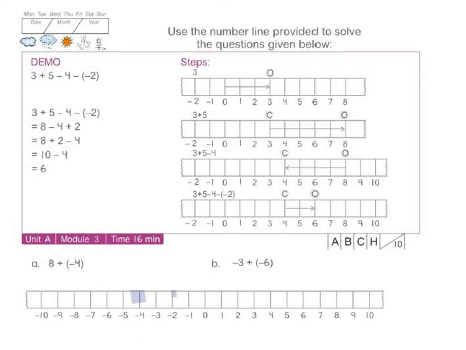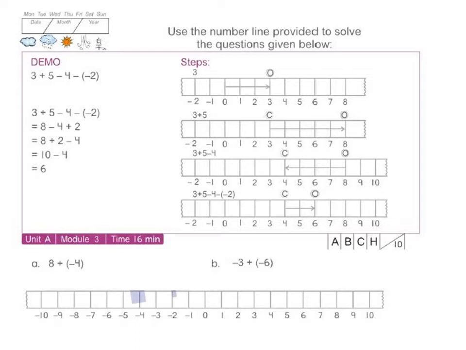Now after 4 there is a minus sign. That means we have to move to the left. But again there is another minus sign. Then we will again change our direction from left to right. Then there is 2. That means we have to move 2 steps to the right from 4. That will give us 6.